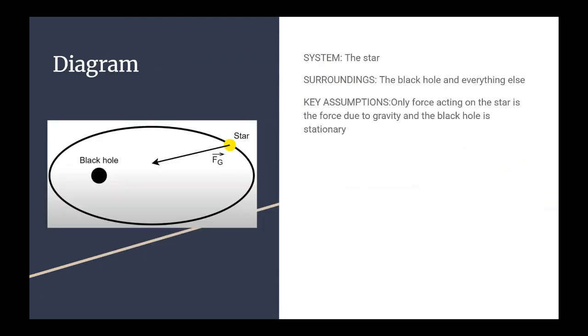In the diagram for part 1, the system is the star, and the surroundings are the black hole and everything else. The key assumptions are that the only force acting on the star is the force due to gravity, and the black hole is stationary.